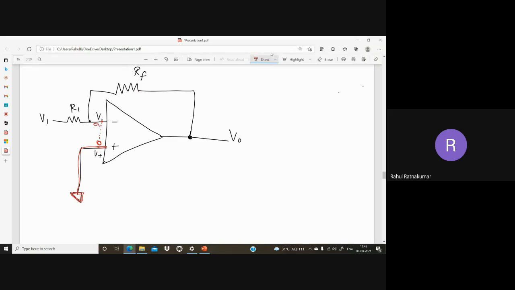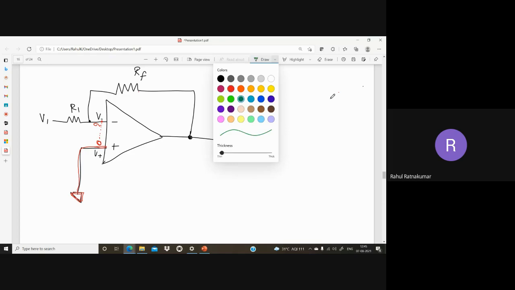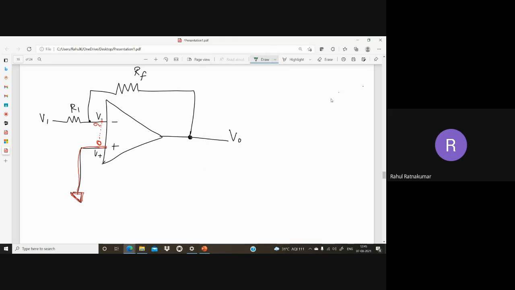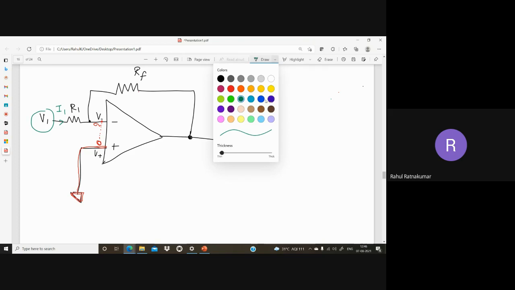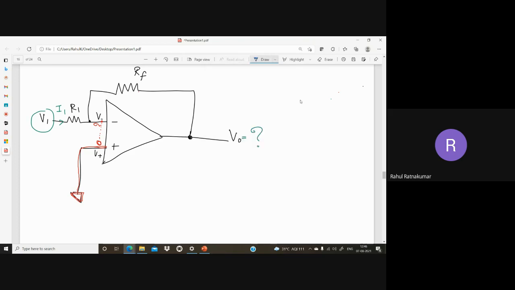Now let's calculate the current equation, because we are interested in the expression of the output voltage with respect to V in. We'll assume a current I1. Can this current go inside the op amp? No, it cannot go because of the infinite input impedance. It cannot go inside the op amp because Z input is equal to infinity. So the current inside is I equal to 0, no entry here.